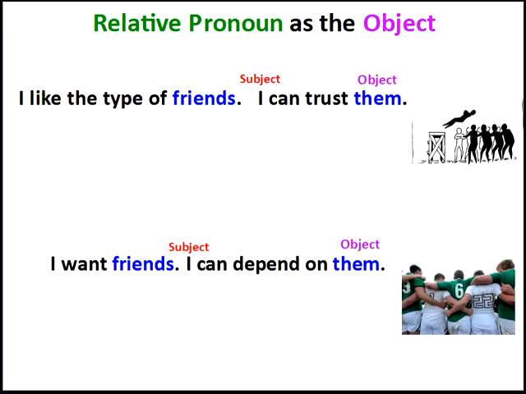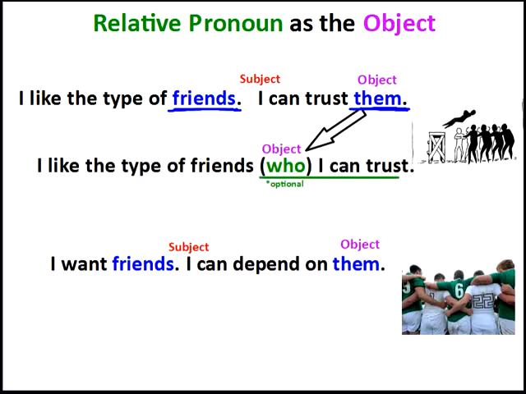For example, the relative pronoun as the object. Let's read our first sentence here. It says, I like the type of friends, I can trust them. Let's look. Friends is the common factor, and them is the common word. Now, them in my second sentence is not the subject. It's the object of the sentence. The subject is I. I can trust them. So them is the object, and that's what I'm going to take away. I'm going to use my relative pronoun in place of the word them. So how's this going to sound?